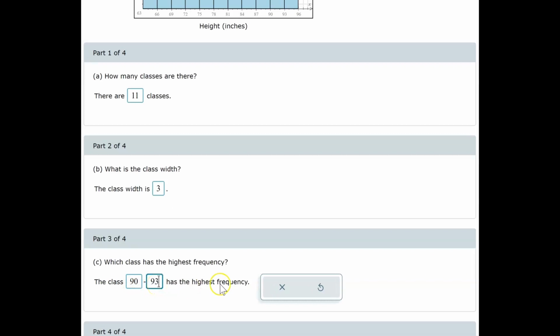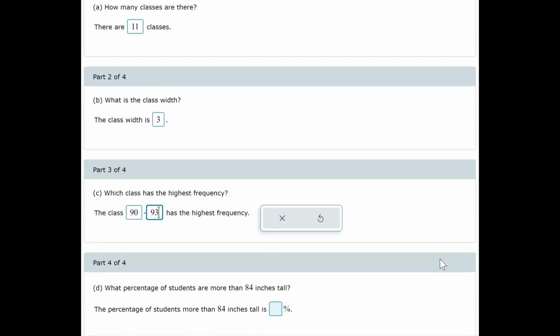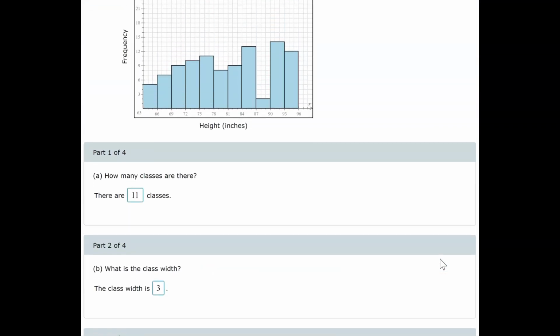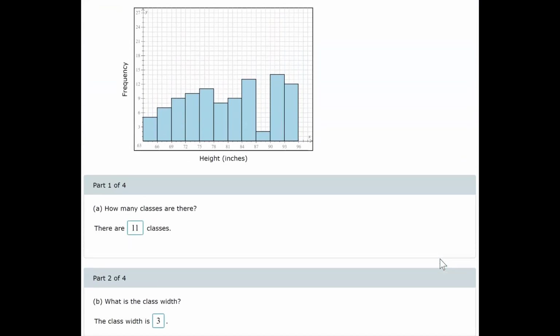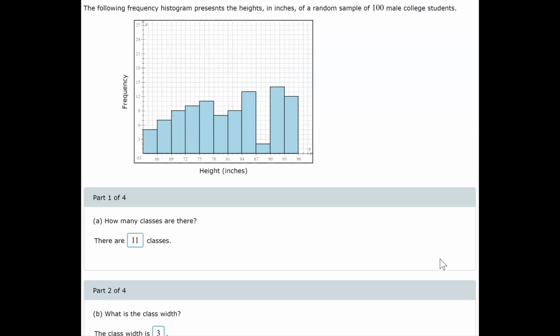And then the last question says, what percentage of students are more than 84 inches tall? And so if we're going to answer that question, we need to know how many students are more than 84 inches tall. And then we also need to know how many students we have in this histogram to begin with. And we actually already know that answer. We have 100 male college students presented in this histogram.